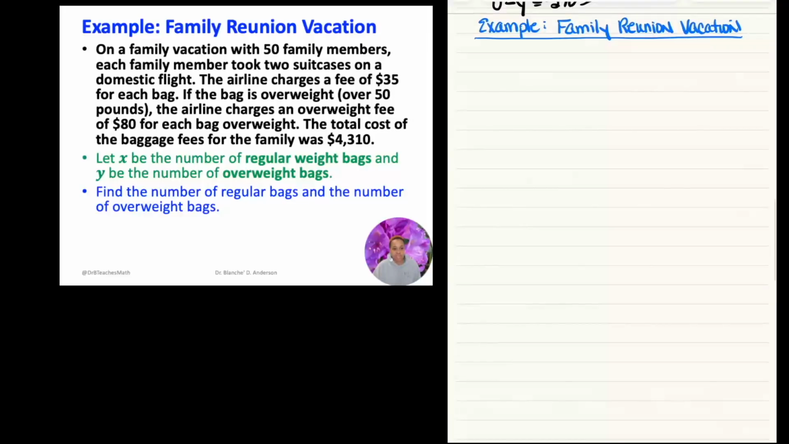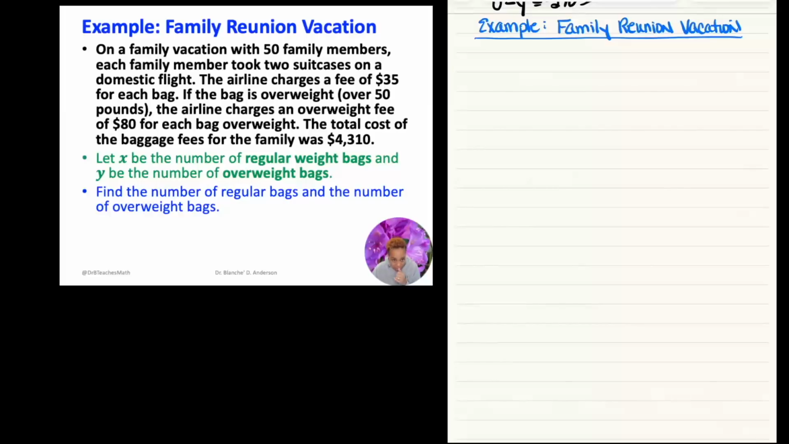Family reunion vacation. On a family vacation with 50 family members, each member took 2 suitcases on a domestic flight. The airline charges a fee of $35 for each bag. If the bag is overweight, over 50 pounds, the airline charges an overweight fee of $80 for each overweight bag. And then it says the total cost of the baggage fees for the family was $4,310.